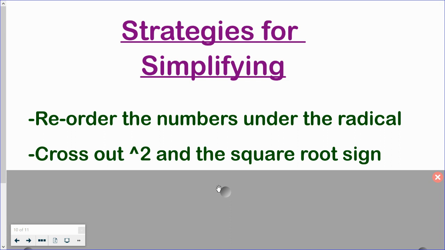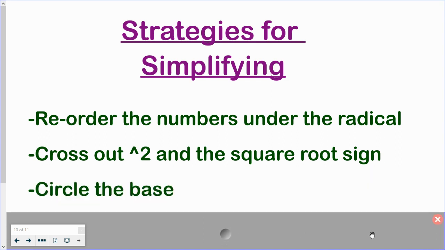Cross out that exponent of 2. That's what that little upside down V means. It's the exponent of 2. Cross that out and the square root sign. When you're physically crossing through both of those things, it helps you to remember that they're opposite in action, that they're canceling each other out, and that your result is going to be influenced by that. Okay? And then circle the base.